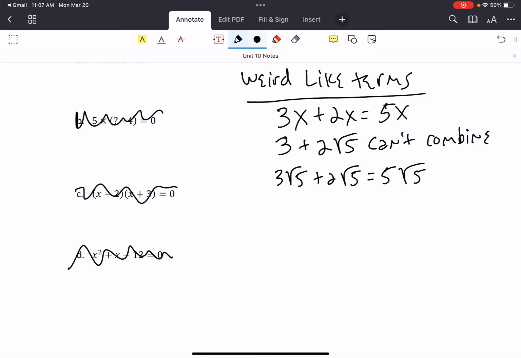Wait, so on this one, do you just add the outside numbers? Yep, it's the coefficient. You add the outside numbers just like we did up here with the x's. Does that make sense? Good question.